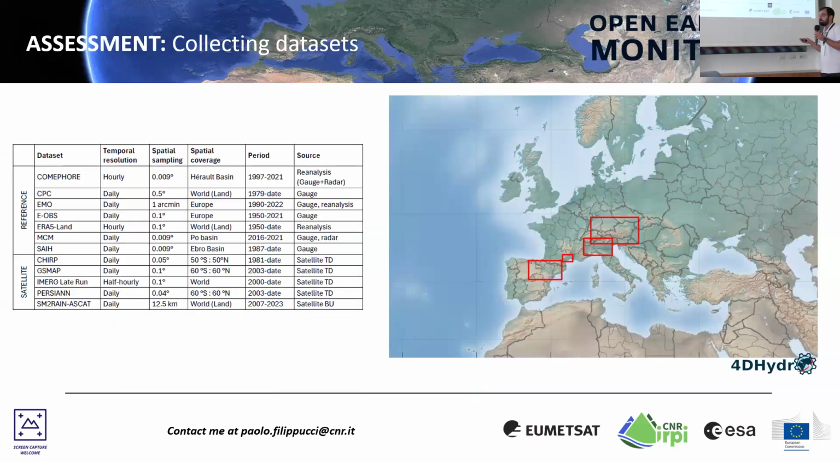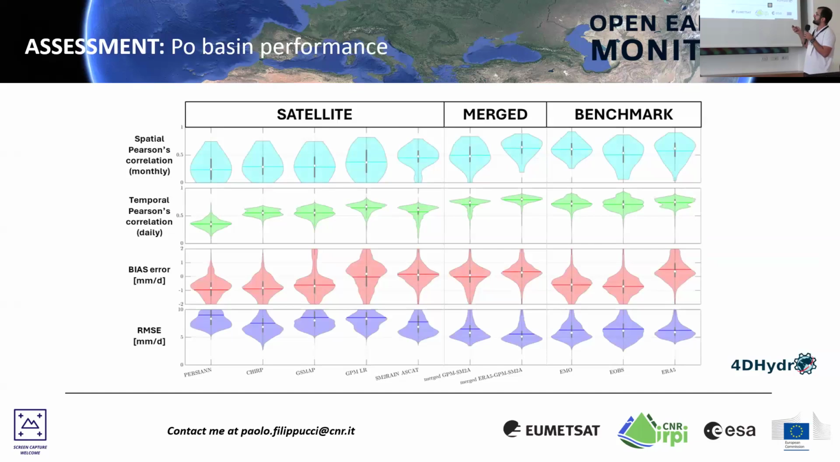Then we have to test it. So we have collected high resolution observations from rain gauges and radar in those areas, in the Po River Valley, in the Hérault Basin, in the Ebro Basin, and also some data here in Austria. And we have also compared against other known data sets like EMO, EOBS, CPC, gridded observed data sets, but also other satellite data sets like CHIRPS, PERSIANN, and GSMaP. So this is an example.